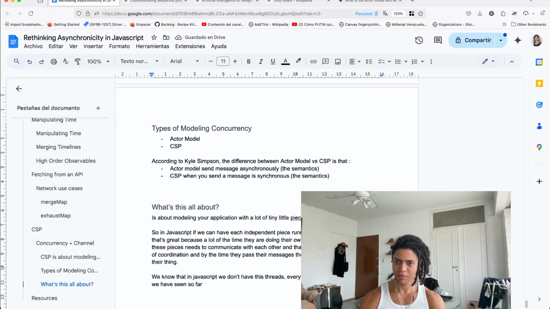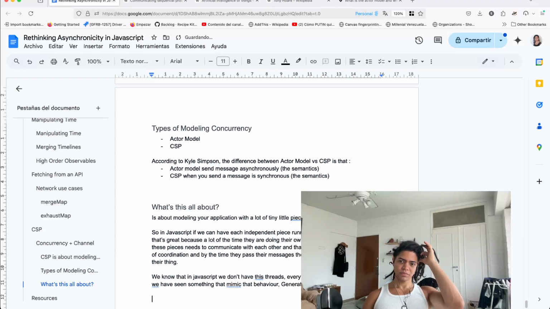But we have seen something today that mimics that behavior. It does sort of act like that. Does anybody know what I'm talking about? The generators. Then we see something today that sort of acts like it can just block itself and not affect any of the rest of the application.